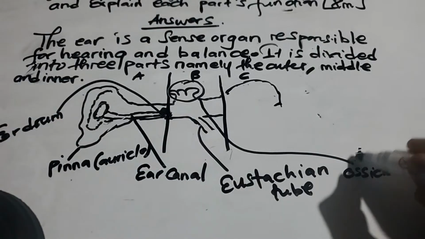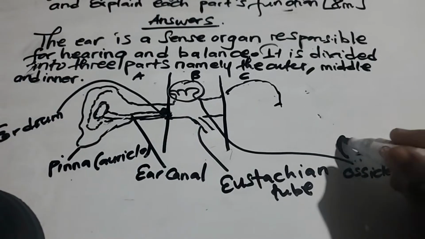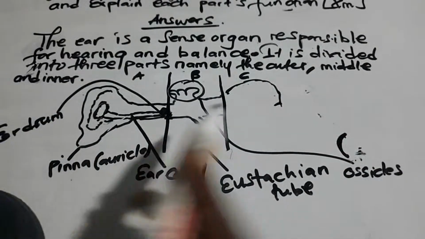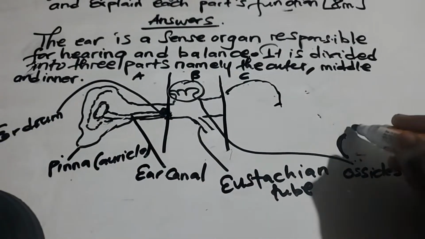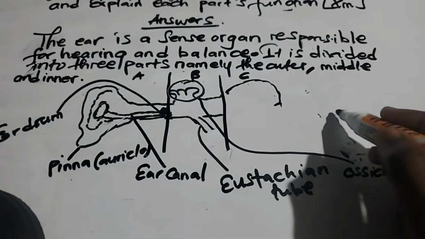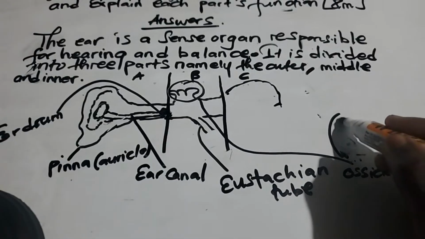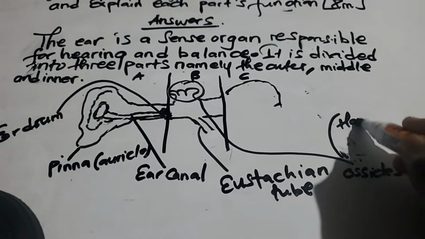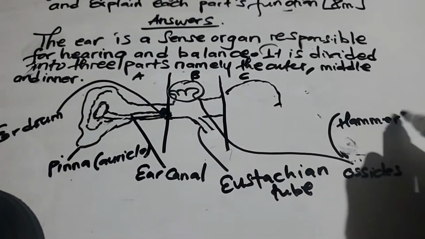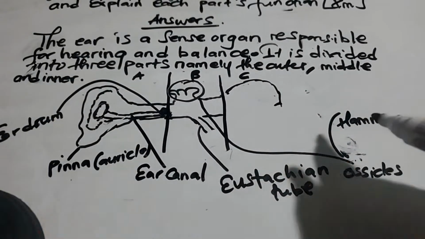So here the ossicles contain how many bones? Three bones. Each and every bone has a name. The first bone, which we best refer to as the hammer, has also a scientific name, which is called the malleus.